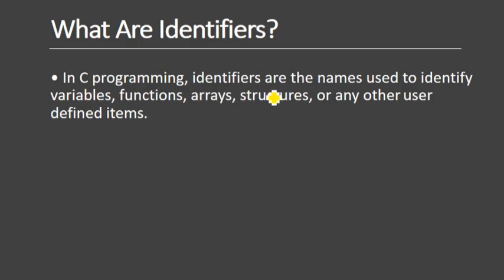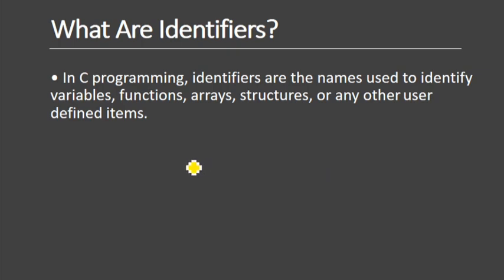In C programming, identifiers are the names used to identify the variables, functions, arrays, structures, or any other user-defined items. For example, I'm writing int a equal to 10. A is a variable which we are declaring as an integer, so it has to store only integer values. So variables are the identifiers or names to read the value 10 where it is stored.